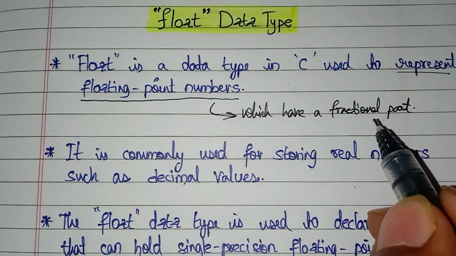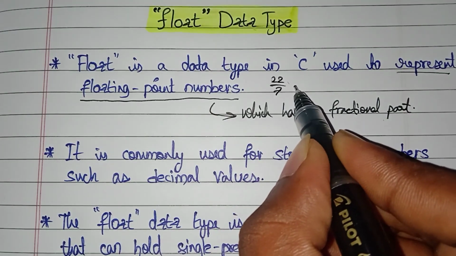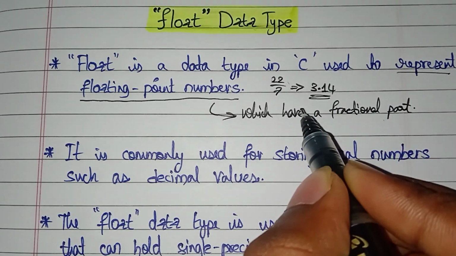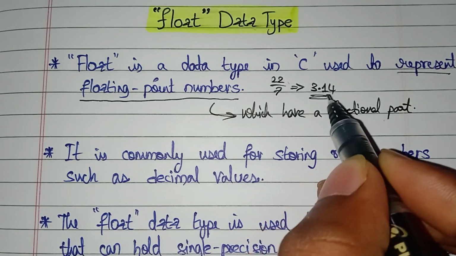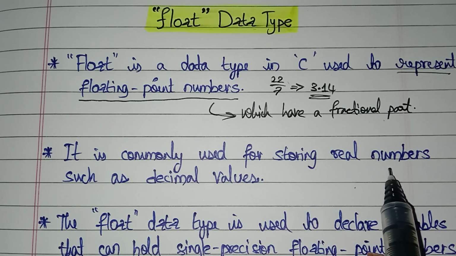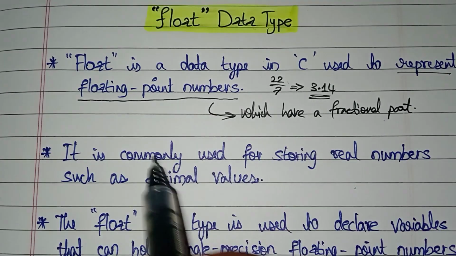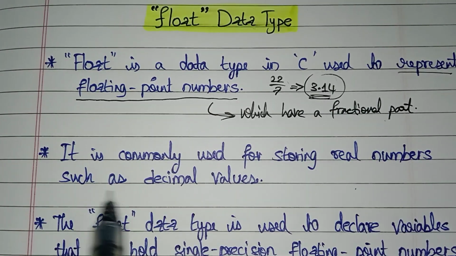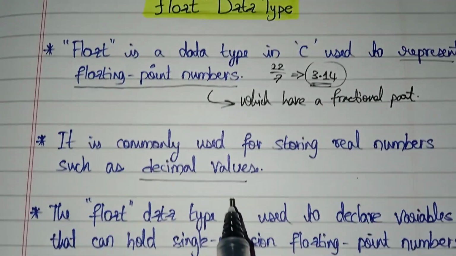So the fractional part, for example, let's take a small example. 22 by 7, so we can also write 22 by 7 as 3.14 in decimals. Okay, so the float data type is simply used to represent the fractional numbers or the decimal numbers. It is commonly used for storing real numbers such as decimal values. So it represents and stores the decimal numbers. For example, 3.14, which is a decimal number, is represented and stored in the float.